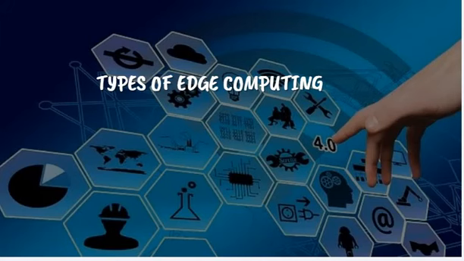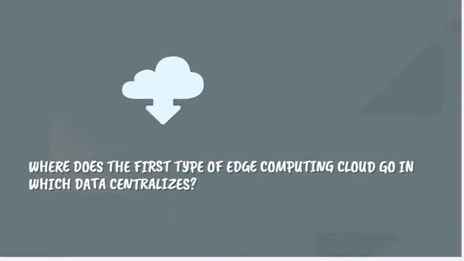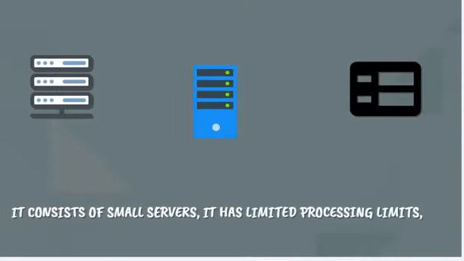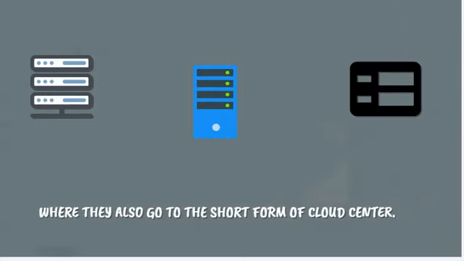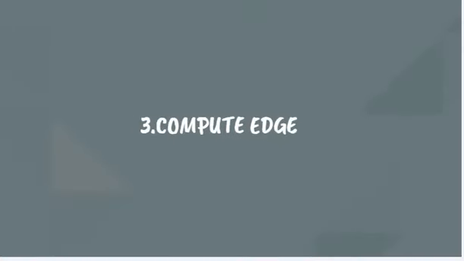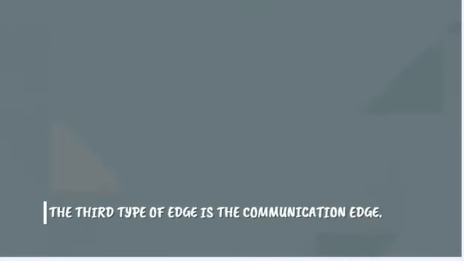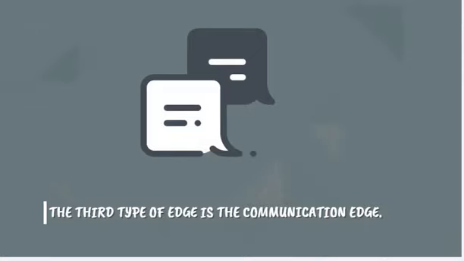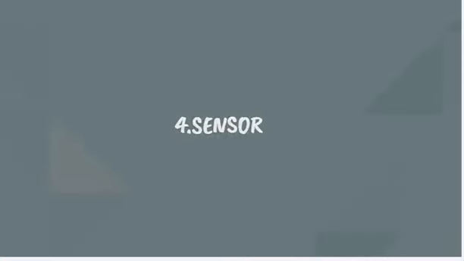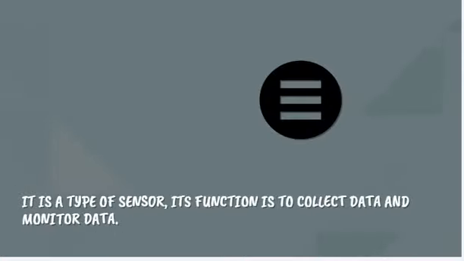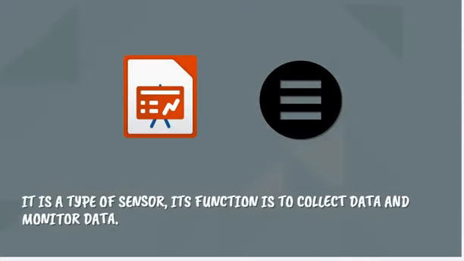Types of edge computing. The first type is cloud edge, in which data is centralized. 2. Device edge. It consists of small servers. It has limited processing limits, and is also known as the short form of cloud center. 3. Compute edge. The third type of edge is the communication edge. 4. Sensor. It is a type of sensor. Its function is to collect data and monitor data.